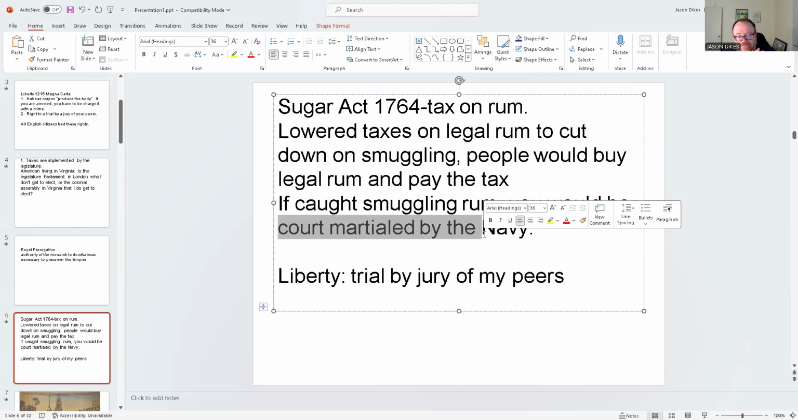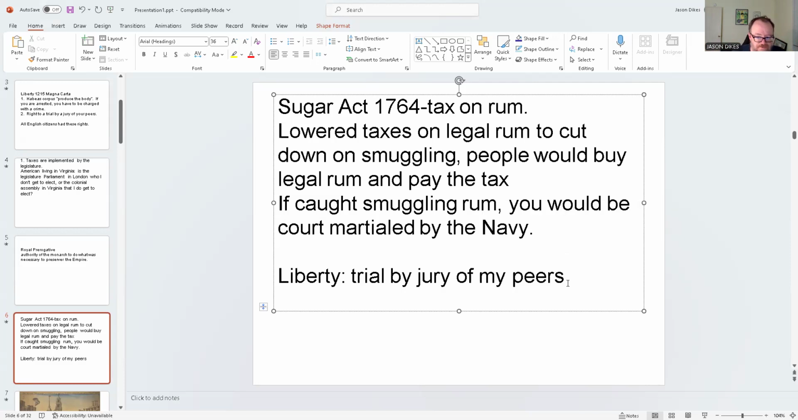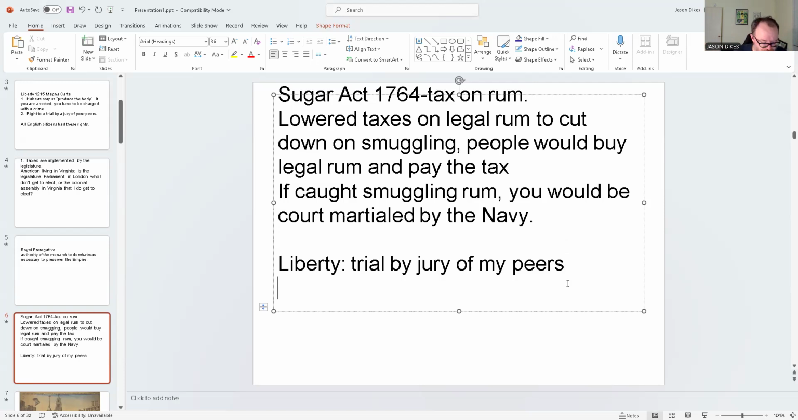So again, we have this idea that the government needs the tax revenue to keep functioning, but we also have my rights as an Englishman, and those two things are going to butt heads against each other. And we'll see this with the Stamp Act and the Quartering Act and all the acts that come down through the next century.